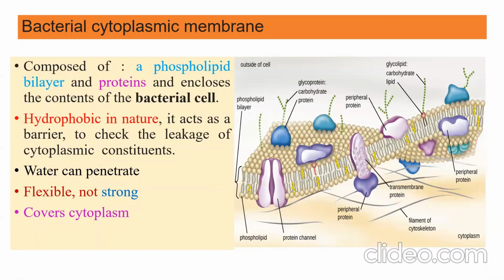Now we are coming to the bacterial cytoplasmic membrane. It is composed of a phospholipid bilayer. Here we can see the proteins, and it encloses the contents of the bacterial cell. It is hydrophobic in nature and acts as a barrier to check the leakage of cytoplasmic constituents. Here water can penetrate, it's flexible, it's not very rigid, and it covers the cytoplasm.